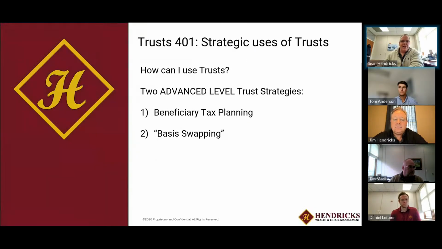So now we're getting into the advanced level stuff. So congratulations, we're 3 years through law school right now, and we're about to enter the 401 level classes. And it's how can you use trusts? And there are 2 advanced level trust strategies that I want to talk about. The first is what we like to call beneficiary tax planning, and the other is something that I like to refer to as basis swapping.